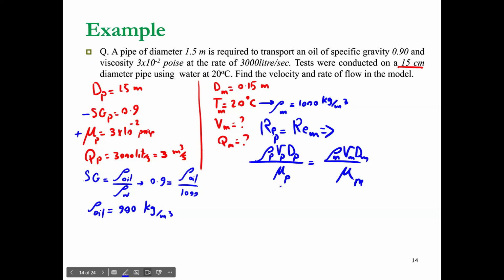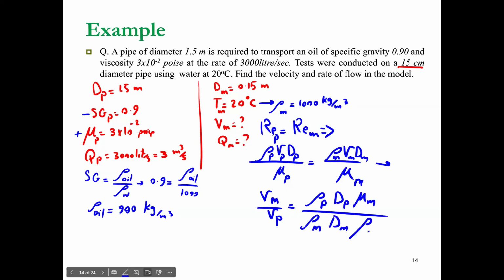I need to find the velocity. So I will keep all the velocities on one side, the rest on the other side. But you can start putting numbers immediately after that. Rho of P, D of P, mu of M. I need to find this one. I have velocity somewhere, no? No, so I will keep that one here.